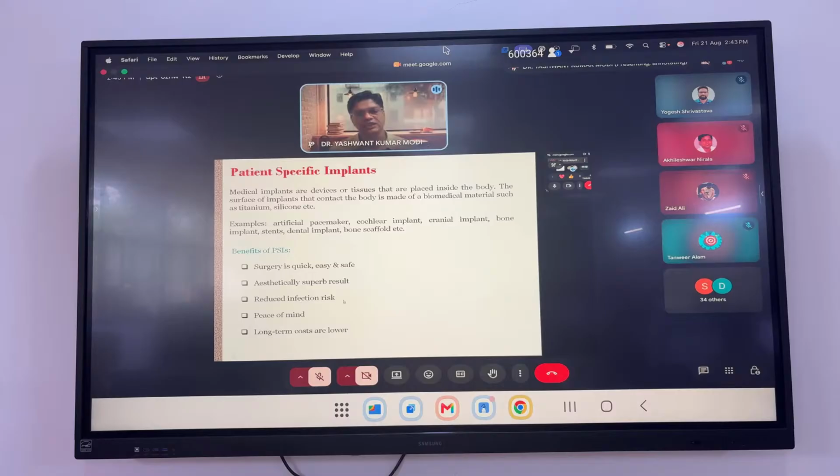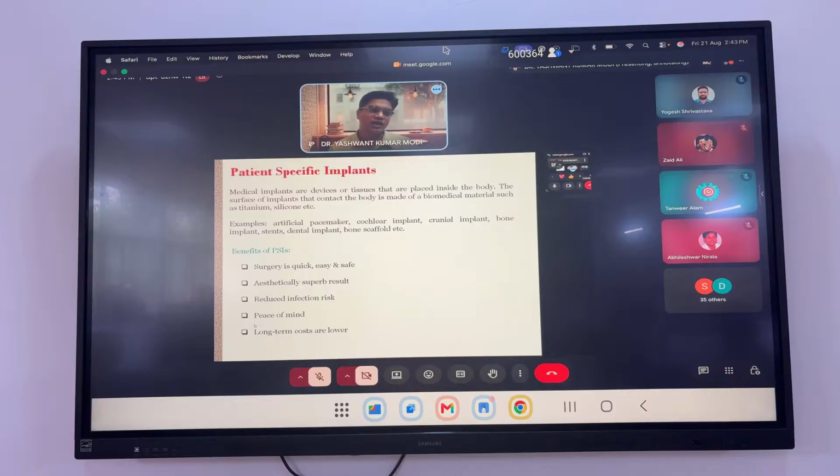Then risk of infection reduces because the implant is customized one, so it does not take longer time during the operation. So less operating time means less chances of infection, and the patient also gets fast recovery as well. Peace of mind is again, means doctors know everything in advance, so there is no tension before the surgery. They know in advance what they are going to get inside the patient body while they will be making a cut on the operation table.